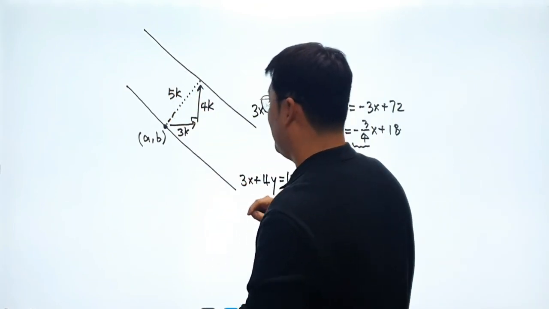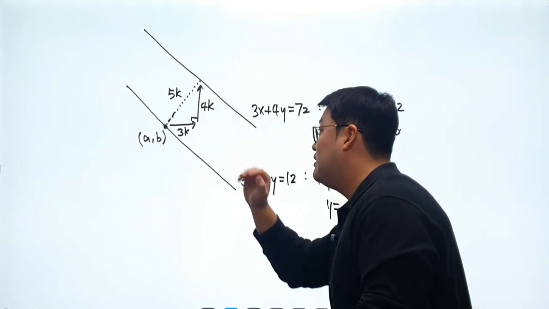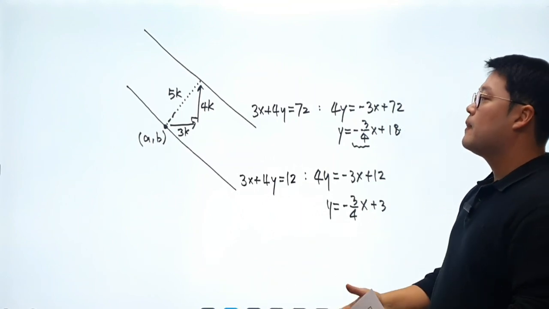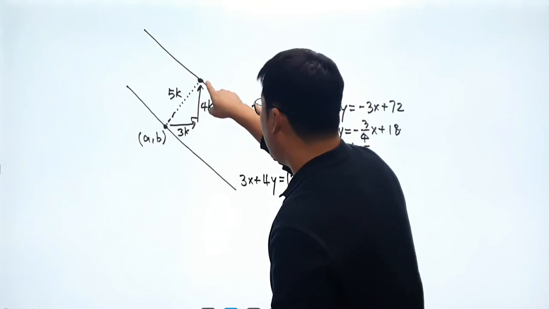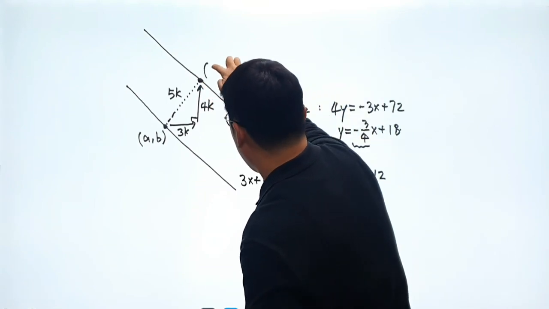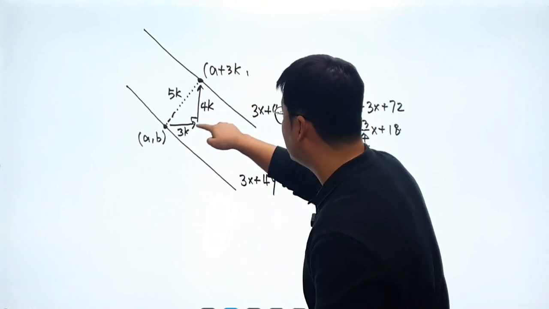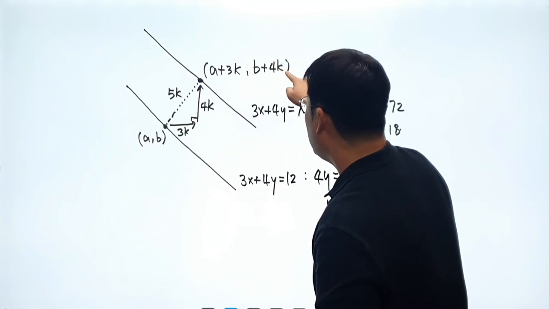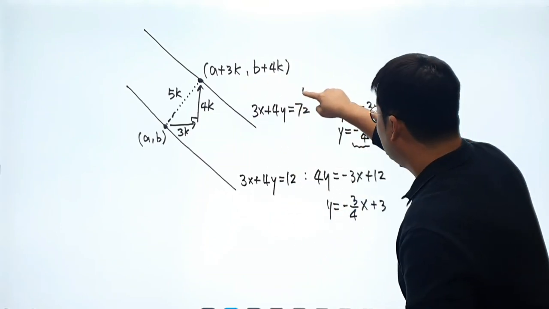That's what I want. All right, but having written it down in this way, it still doesn't solve the question. I need to find some other stuff. I haven't used this information yet. Can I identify the coordinates of that point? I think I can. I can call it (a + 3k, b + 4k), and all I need to do is plug this information back into the upper line.